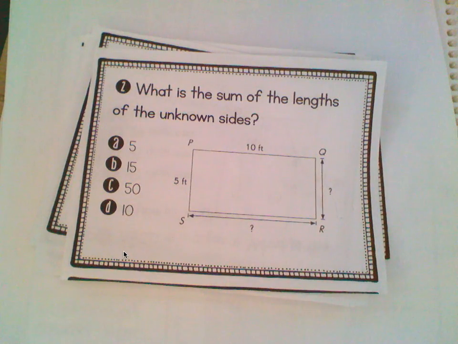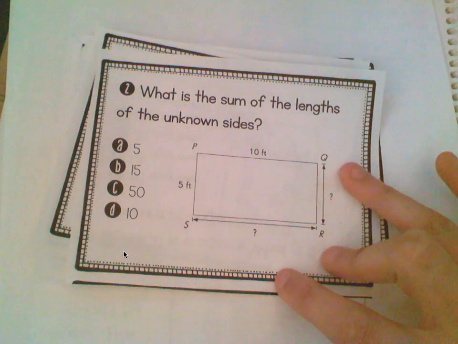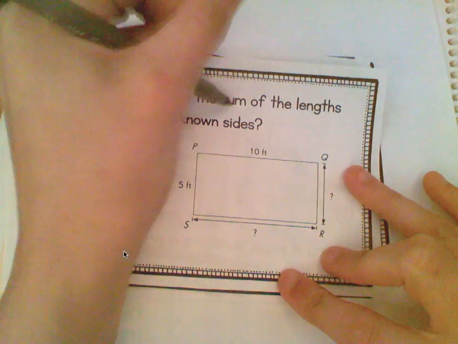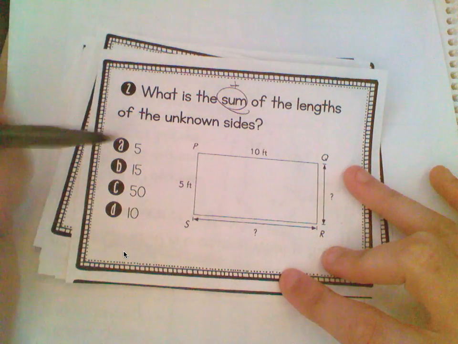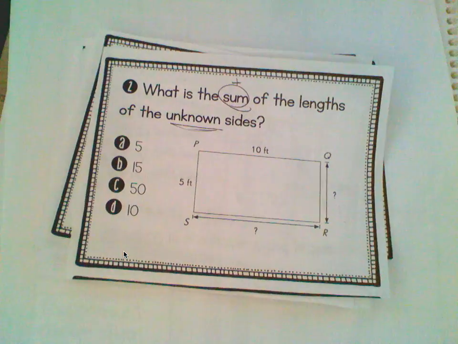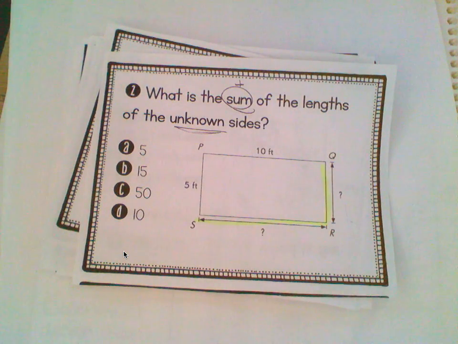Number 2, what is the sum of the lengths of the unknown sides? Pause it, solve it, then press play. I'm noticing that it says the word sum, which I know is addition, and it says the lengths of the unknown sides. My unknown sides are, I'm trying to find this and this. If it means the sum, it means they want me to add them.